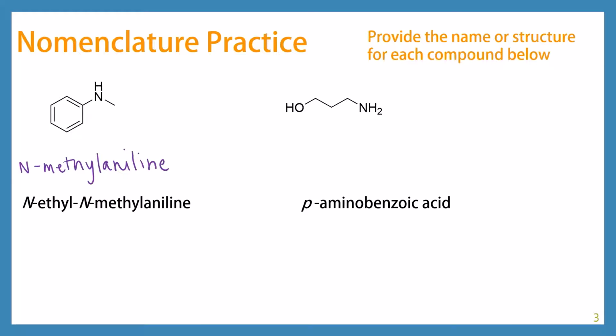Now the second compound, you have to recognize that the alcohol is actually the higher priority. So this molecule is going to be a derivative of propanol because this is the 3-carbon alcohol. So this would be 3-amino-propanol. And you should also indicate that the alcohol is coming off of the first carbon.